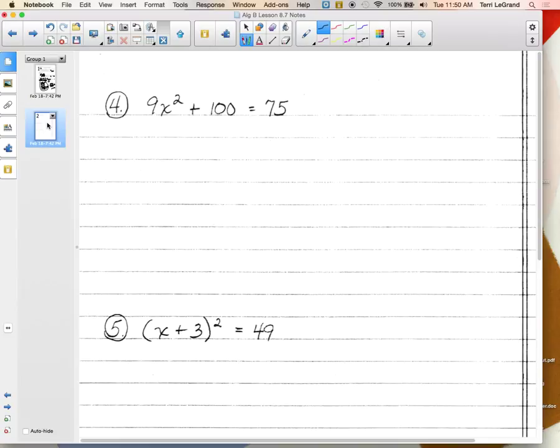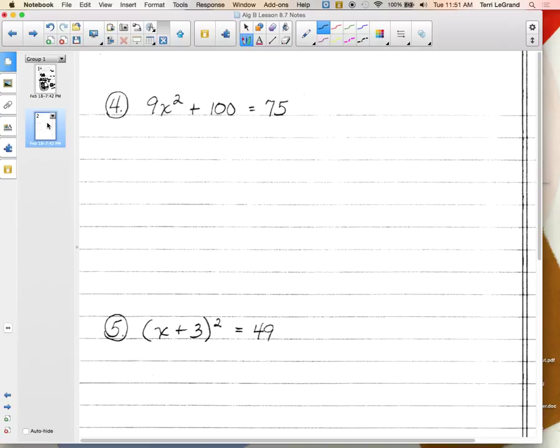Subtract 100. Okay. So if we subtract 75, what would we end up with? 9x squared plus 100 minus 75, that's plus 25, equals 0. Anybody know the square root of 9x squared plus 25? 3x plus 5. Or no, 10. Now it's 10.